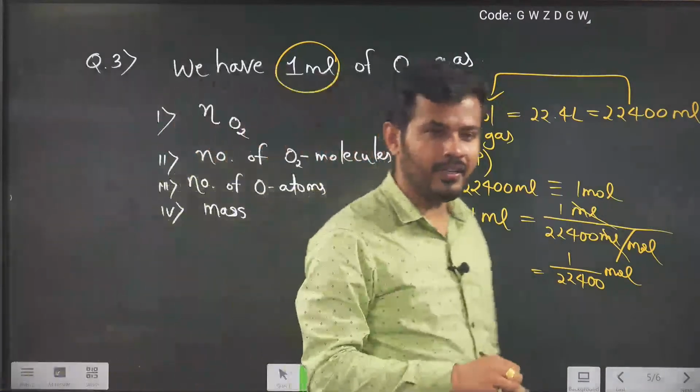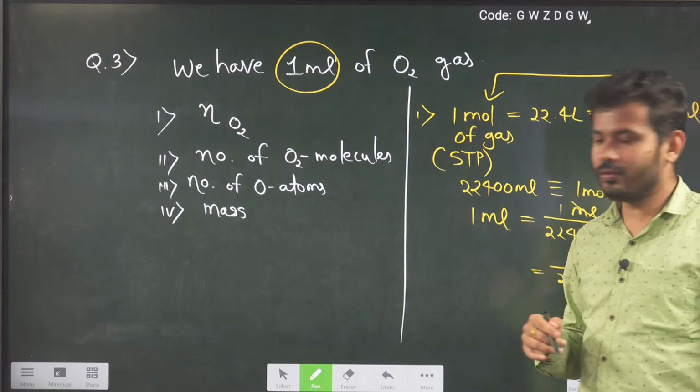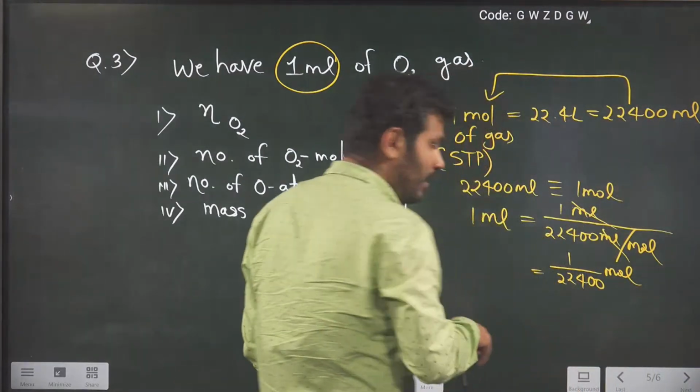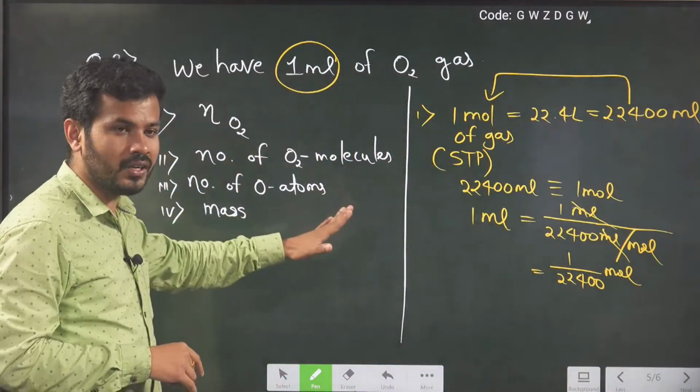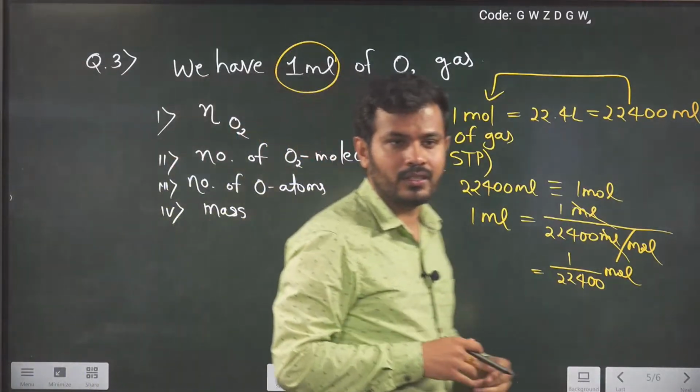How can we find the number of moles in 12 fermium? Again, an irrelevant question. Please don't ask irrelevant questions now. Please focus on the class. This question, let me explain. Wherever you have doubt, you ask.